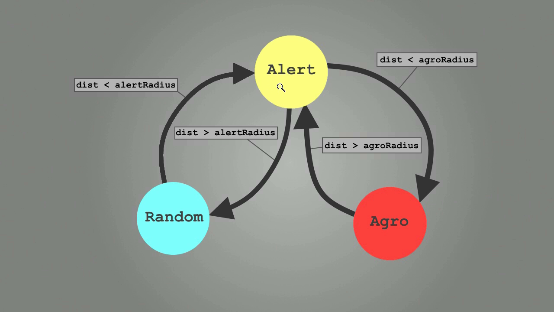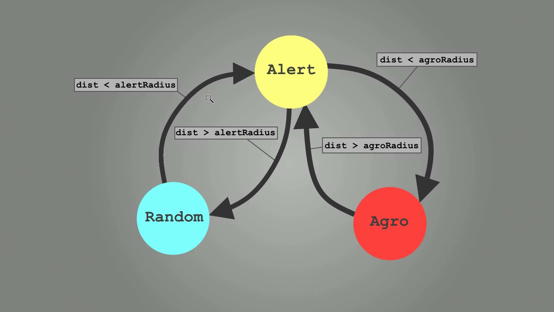For the alert state, if the player leaves that alert radius, if it goes outside the yellow circle, then we're going to go back to random. For alert, if the player gets closer, if it makes it within the aggro radius, it moves to aggro. And then if we're in aggro and the player leaves the aggro circle, i.e. dist is greater than aggro radius, then it moves back to alert.